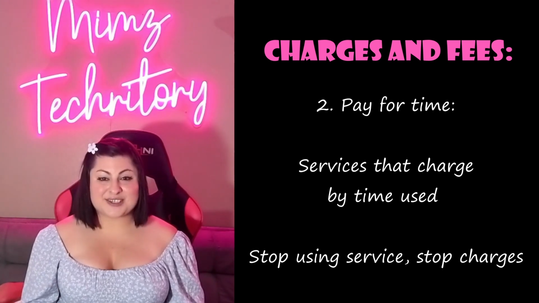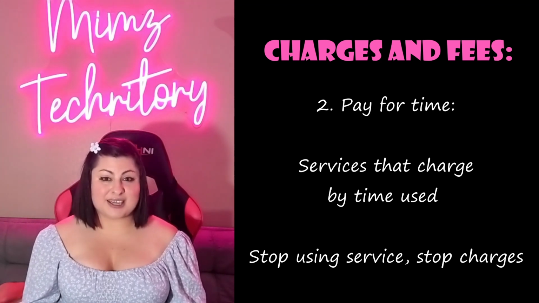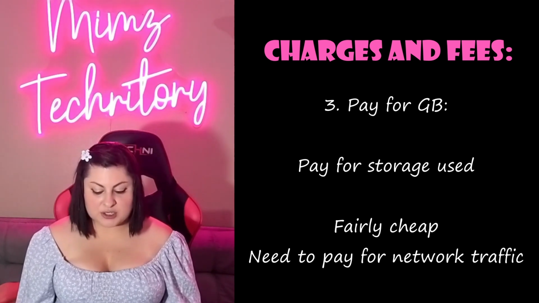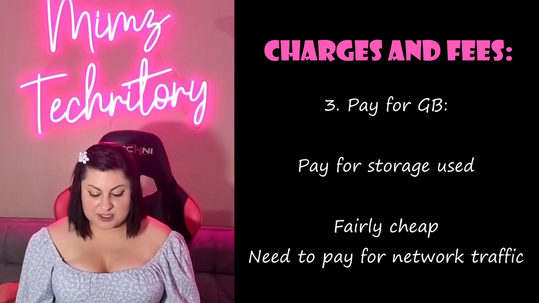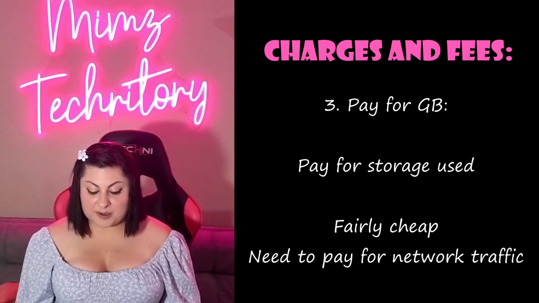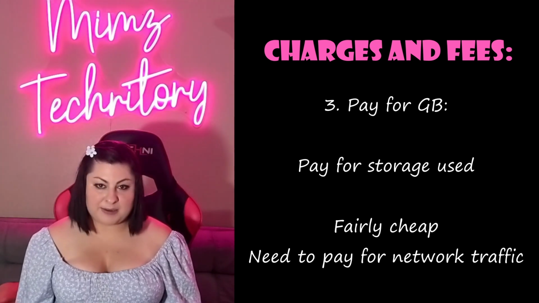So when you're using a resource, you're being charged by the hour, but the second you don't need it anymore, you can stop using it and you won't be charged anymore. The third type of fee is pay for a gigabyte, which is storage. So notes I have for this is you can choose to pay for data storage used. It's fairly cheap. It's about 0.02 per gigabyte per month, but you also have to pay for network traffic. So inbound's free, outbound you have to pay for.